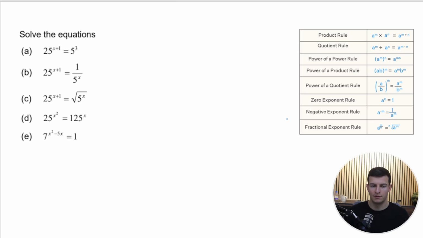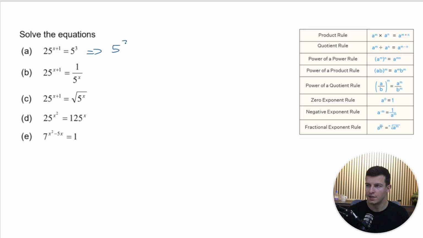Always keep them in front of you so your eyes get used to them. Let's look at this one. The first one says 25 to the power of x plus 1 equal to 5 to the power of 3. If you are good with numbers, hopefully you are, you can recognize that 25 and 5 have some sort of relationship, meaning 25 is actually 5 squared. So we can bring them into the same base. I'll write it here.